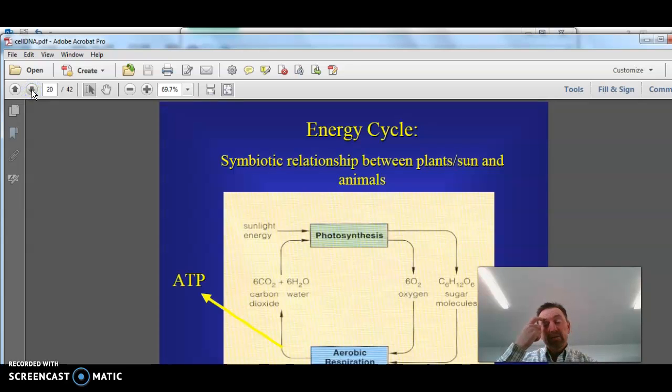This is the energy cycle. You can see that photosynthesis is there from the sunlight into plants. Plants then are going to get harvested and eaten by our animals. Our animals are going to break those down into our amino acids and sugars.